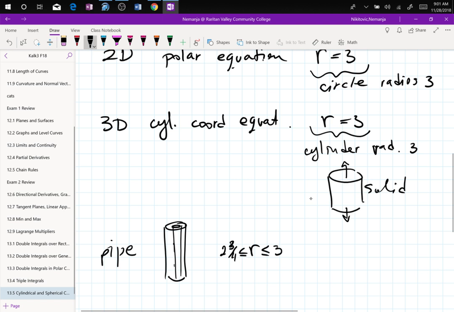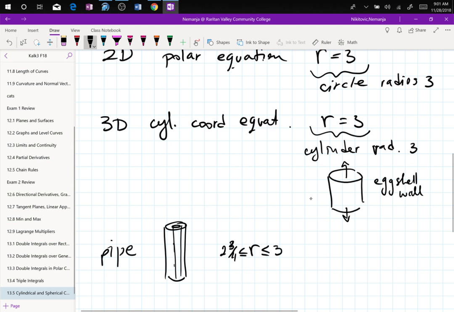Isn't r equals 3 a cylinder with a wall with no thickness at 3? If it's less than or equal to 3, then it'd be solid, right? Oh, yeah, you're right. Not a solid, it's an eggshell. You're right. I would have to have less than or equal to in order for it to be solid. It is completely empty. Let's call it an eggshell wall. No thickness to it.